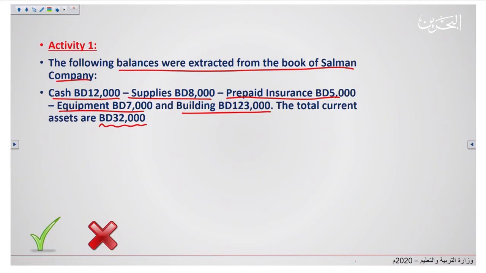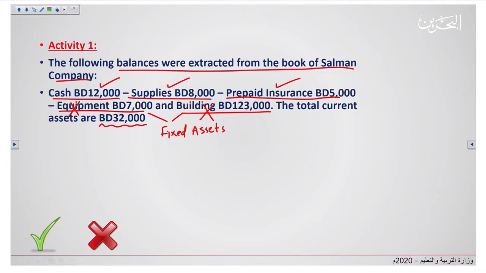So we will first classify our current assets here. We will see cash is current assets, so I will take it. Supplies is also current assets. I will take this amount as well, and prepaid insurance is also current assets. Let's check the equipment. They are long-term assets, which means they are not current assets. Building are also long-term assets, which means they are not current assets. These two amounts are fixed assets because they are long-term assets. So I don't need these amounts.